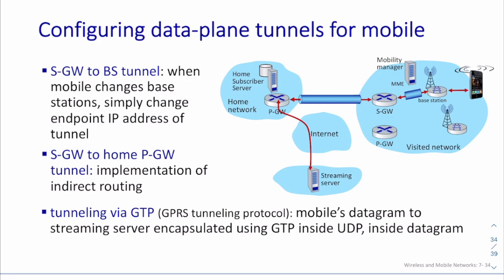And for example, when you are watching YouTube, your YouTube traffic will go back to the home P gateway first, and then tunnel back to the visit network. So the resources are a little bit wasted, right? That is why roaming is so expensive. And all the tunnels still use GTP, the GPRS tunneling protocol, which is carried inside UDP, as we introduced before.